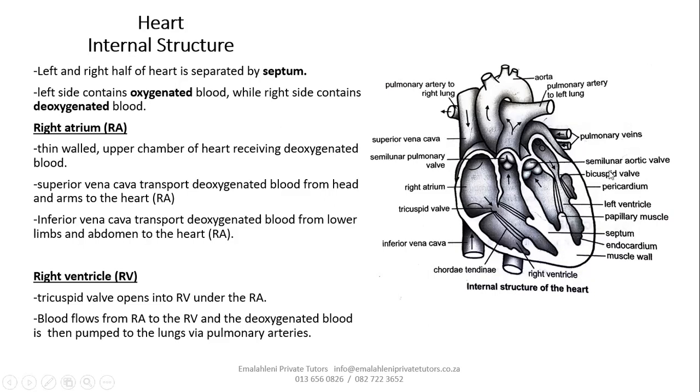Bicuspid. So we've got bicuspid valves on the left, then we've got tricuspid valves on the right. That separates your right atrium and your right ventricle. Now here we also see the blood. When it is received by the heart, it comes from all parts of the body, which means it is going to be deoxygenated.